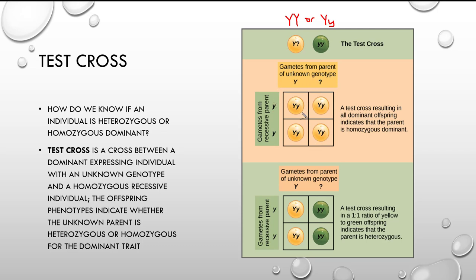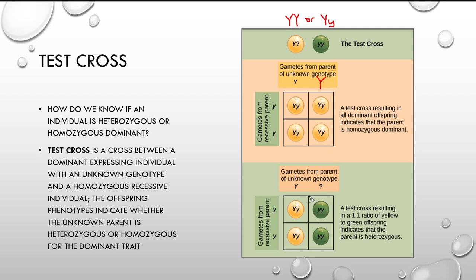If we cross it with a little y, and we get only yellow pea plants from the offspring, then we know that it must be homozygous dominant. If all of the offspring are yellow, then this guy must only give the dominant allele. That means that all the offspring are heterozygous. They got a little y from the green parent and a big Y from the yellow guy.